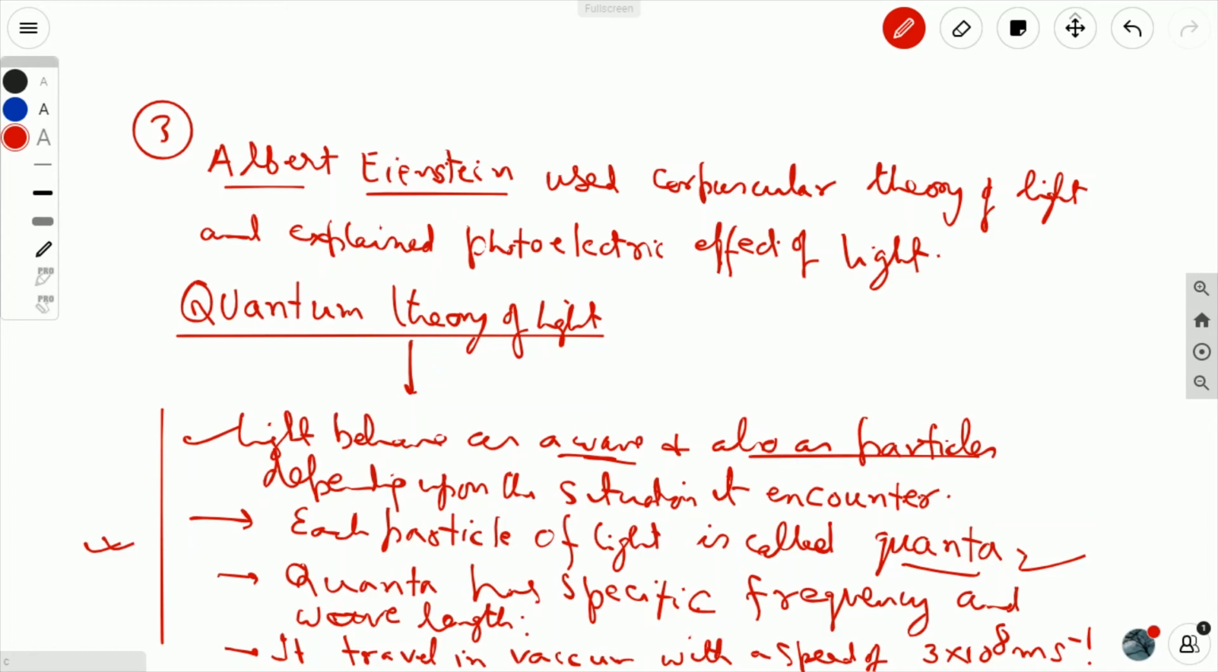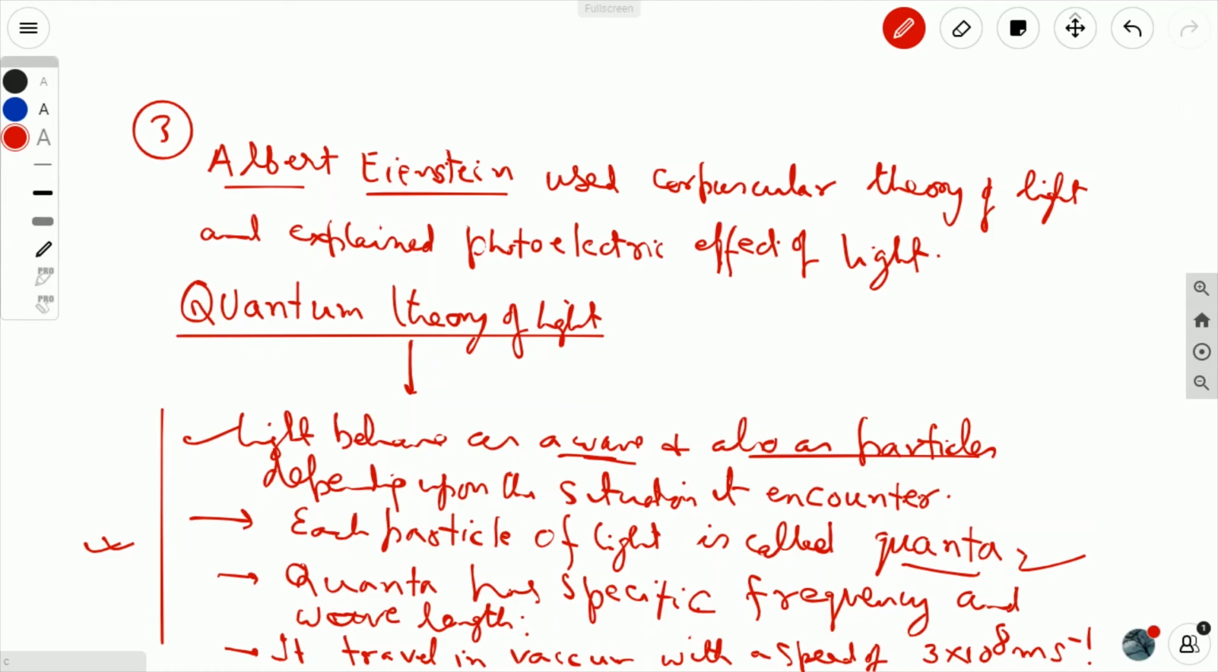Wavelength is the length of the wave of light, and frequency is how many times it will strike a surface, and it travels in vacuum with a speed of 3 into 10 to the power 8 meter per second.